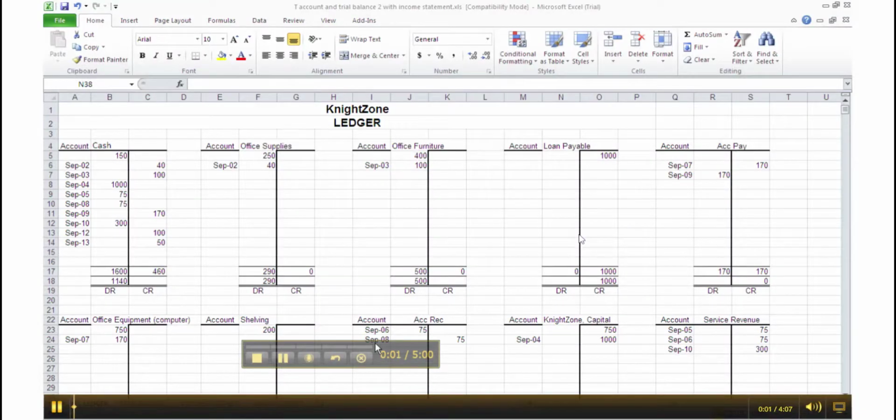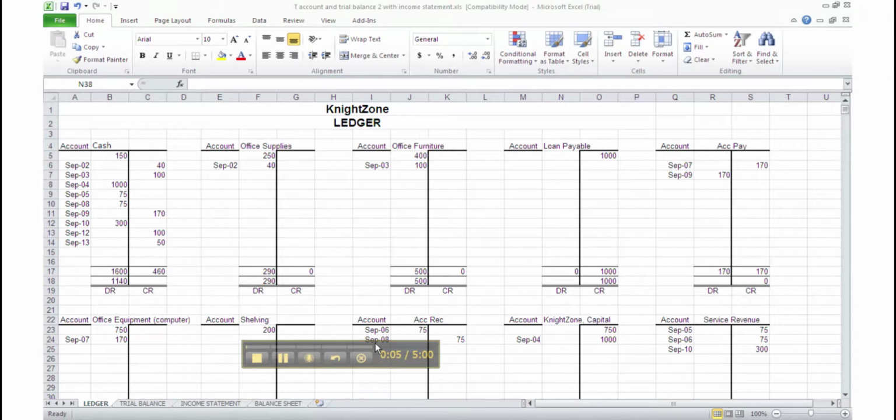In this activity, we're going to close all of the temporary accounts, and we're going to keep open all of the permanent accounts. Let's take a look at our Night Zone ledger. This is from a previous activity. We can see some permanent accounts such as cash, office supplies, office furniture, loan payable, accounts payable, office equipment, shelving, accounts receivable, capital. These are permanent accounts. We need to keep these balances ongoing.